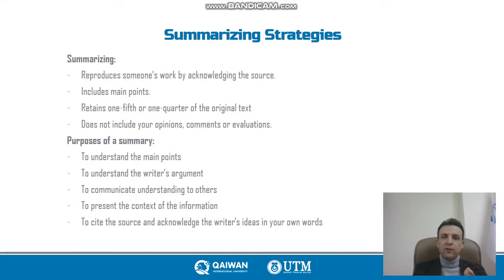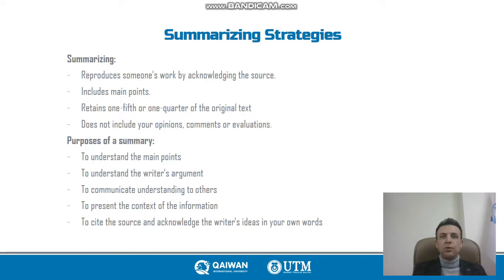If there are examples, for example, that are fully developed, we have to only mention them. It retains 1/5 or 1/4 of the original text. That means it must be almost 20%, 25 to 30% of the whole length of the text itself, and it should not include your opinions, your comments, or your evaluation, since it's a summary. So a summary must be objective.